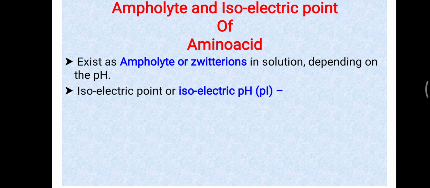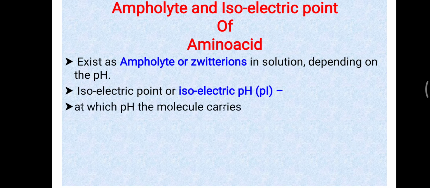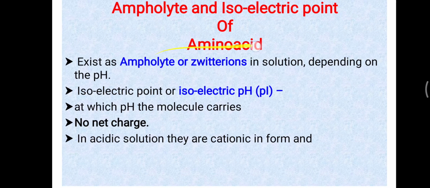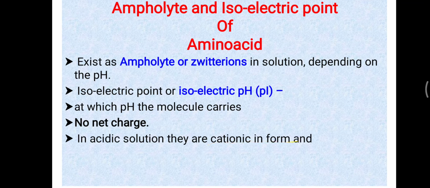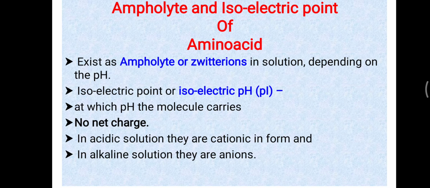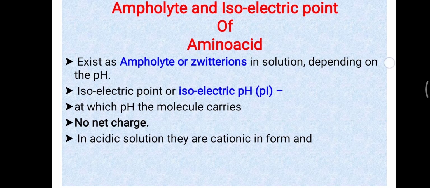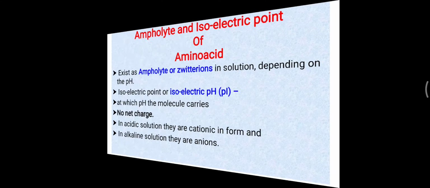So at one particular pH of the solution, this amino acid will carry no net charge. No net charge means it contains an equal number of positive and negative charges, so the total number of positive and negative charges will be equal. That is called no net charge. But when this amino acid is kept in an acidic solution, it will work as a positively charged molecule, called the cationic form. Opposite to that, if it is in an alkaline solution or higher pH solution, then this amino acid will work as a negatively charged molecule, called an anion.